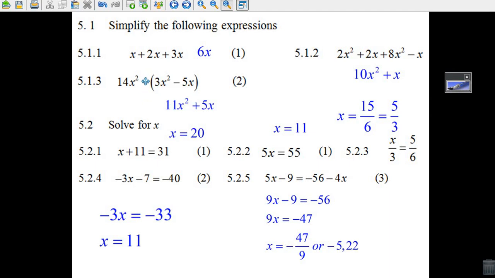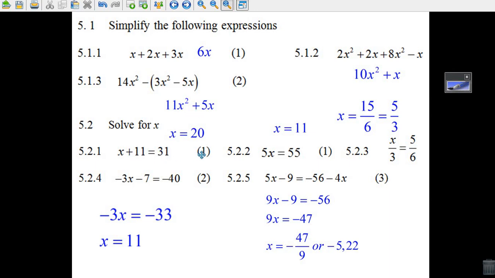Well, here you're subtracting this thing in the brackets. You are subtracting negative 5, and minusing a negative is the same as adding. That's why when you see two negatives, it changes to a plus 5x.